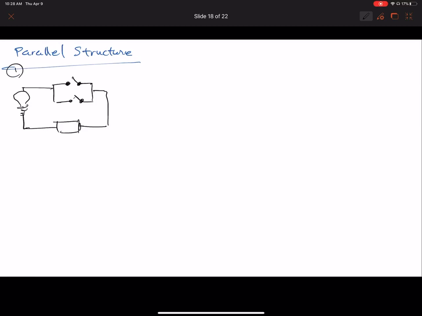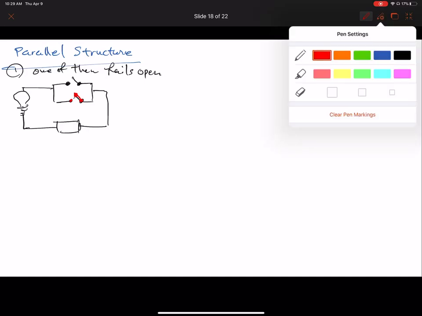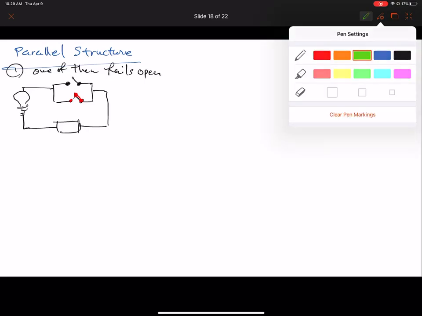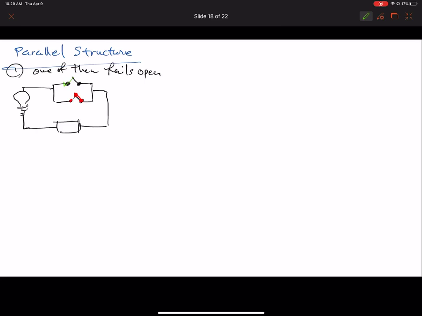One is one of them fails open, which means, for example, this one is stuck like that. You cannot close it back. So because you have the other switch, through the other switch you have control over the circuit. You can open or close that one and turn on or off the lamp or the light bulb. So in this case, although component number 2 has failed, because this one works, the entire system also is operational.